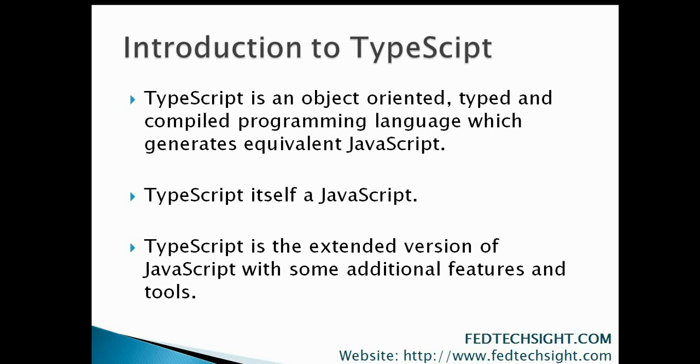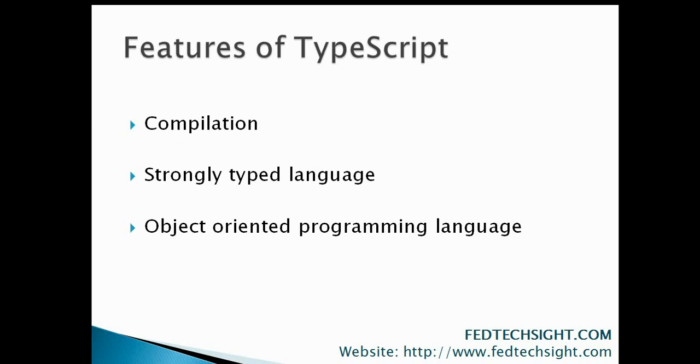So it allows both the JavaScript syntax as well as the object oriented syntax, right? Or we can say TypeScript is an extended version of JavaScript with some features and tools. These features we will discuss later. So what are the features of TypeScript over JavaScript? Compilation, right? JavaScript is not a compiled language, it is an interpreted language, but TypeScript is a compiled language, right? It compiles our TypeScript program and will generate the equivalent JavaScript program.